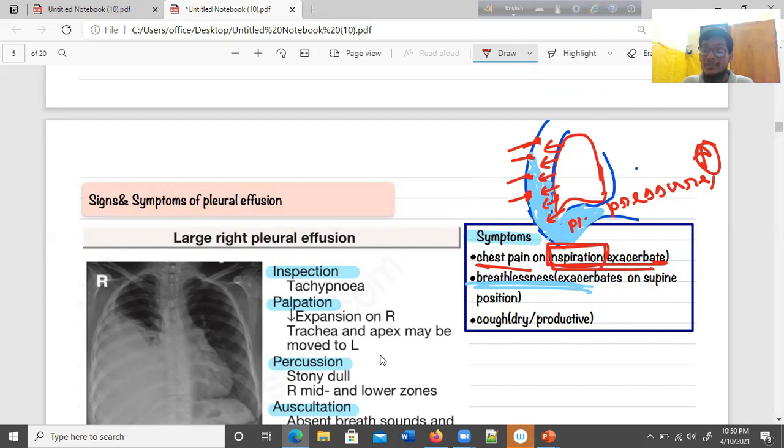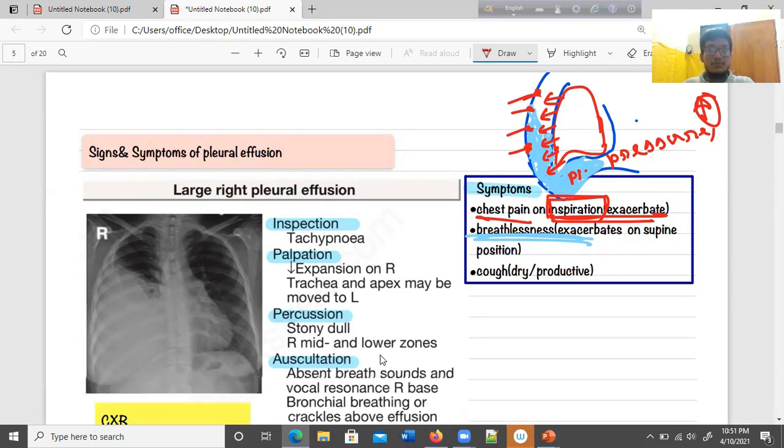Because during inspiration the lung is expanding, and here is the parietal pleura and this is the visceral pleura. Now I am inspiring, so the visceral pleura comes close to the parietal pleura and irritates it, because there is fluid and pressure will rise. So the chest pain will exacerbate. Now, he will also give you the history of cough. It may be dry or productive, depending on the primary disease.